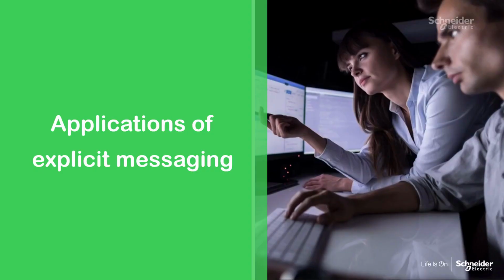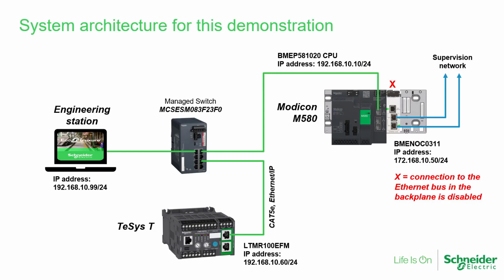Before we begin the demonstration, let's briefly discuss when explicit messaging could be required or could be useful for your projects. As reference information, this is a network layout of the equipment configured for the purpose of this demonstration. Communication between an M580 EPAC and a T-SysT motor controller is configured for EthernetIP protocol with implicit messaging through the use of an EDS file and its associated DTM object.